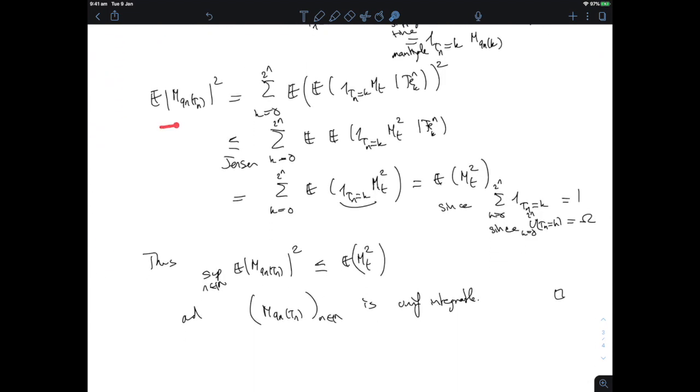And that L2 estimate is very generic. When we look at martingales, we usually have all the L2 norms of all of the discretized objects controlled by the L2 norm of whatever object is at the end of our time interval. Okay, that concludes this proof.